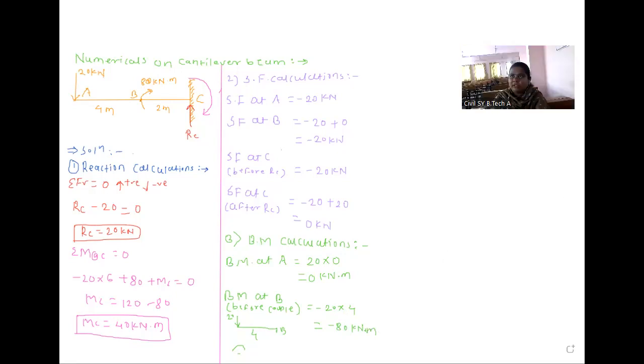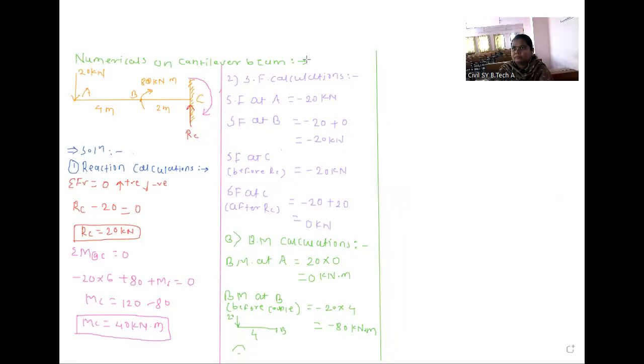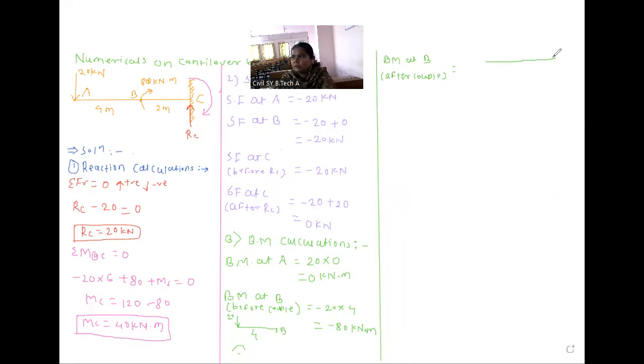After that, we will calculate bending moment at B, but after couple. For this, I will draw a figure here. You observe this figure. Here a couple is applied, 80 kilonewton meter. And here 20 kilonewton force is applied. This distance is 4 meter and this is B point.